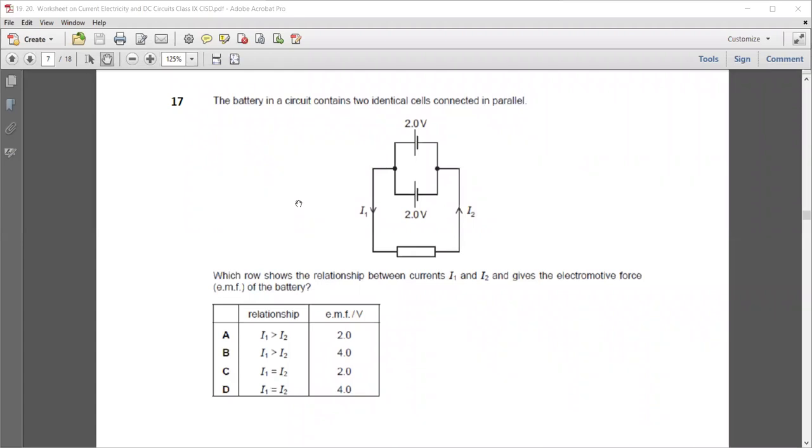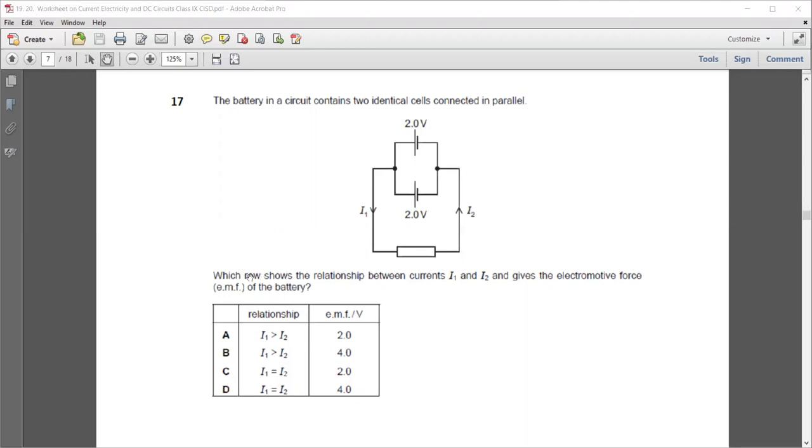Sir, because the batteries are connected in parallel. Please read the question, then you explain. The battery in a circuit contains two identical cells connected in parallel, as shown in the figure. Which row shows the relationship between current I and I1 and I2 and gives the electromotive force EMF of the battery? Sir, the answer will be B. I am assuming.